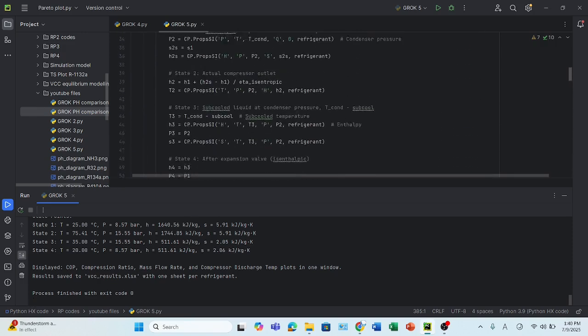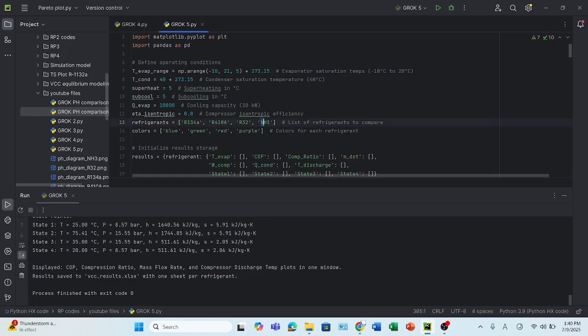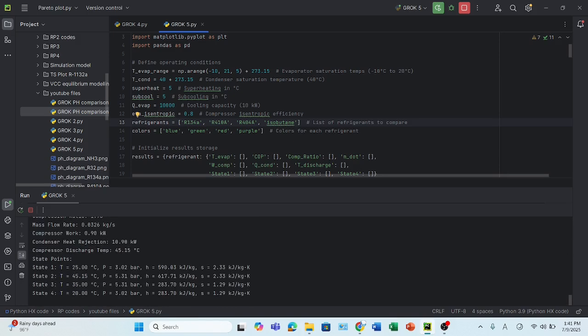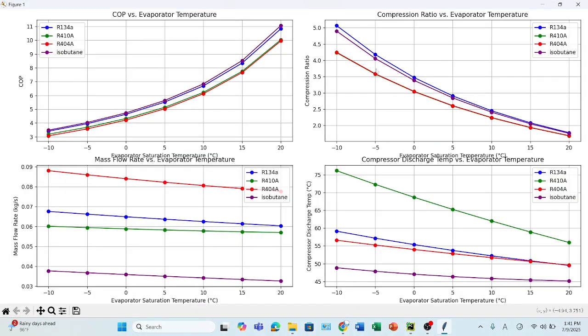And let's see, if you want to change the name of the refrigerants, and instead of ammonia you want isobutane, which is usually used in the refrigerators. And for instance, I also want to see, instead of R32, let us say R404A, which is also a very famous refrigerant. So let's see how it changes our results. So here you can see the results are now changed.